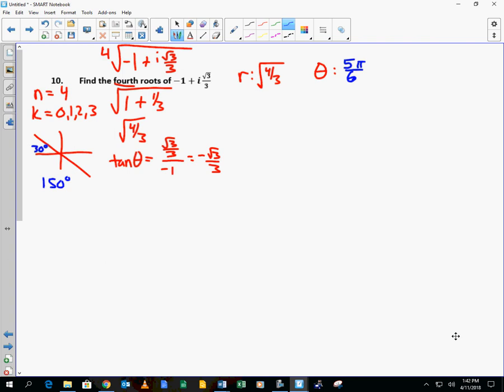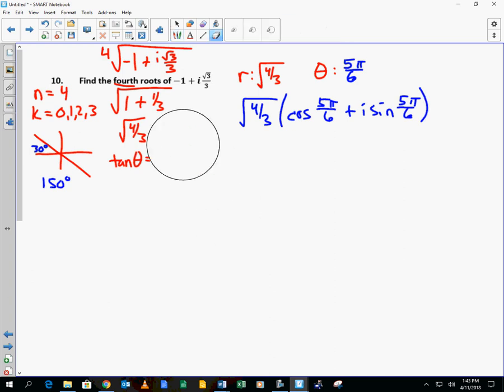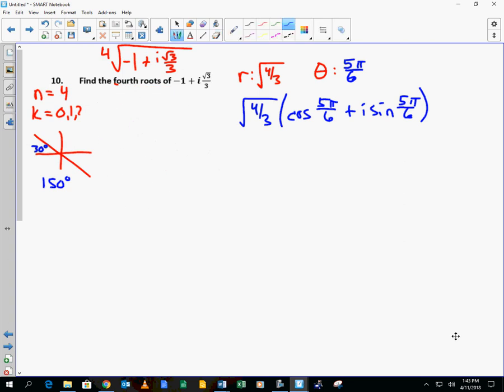So therefore, we have the root of 4/3 times the cosine of 5 pi over 6 plus i sine of 5 pi over 6. And if I left my answer like that, that would be incorrect because the denominator is not rationalized, but that's not the final answer, is it? I'm simply going to use that in my work.